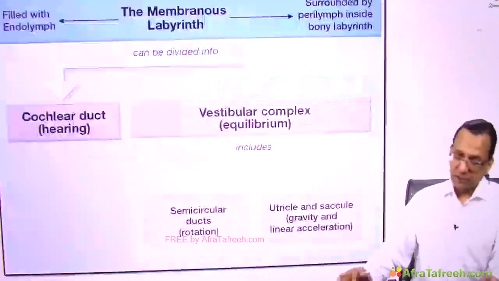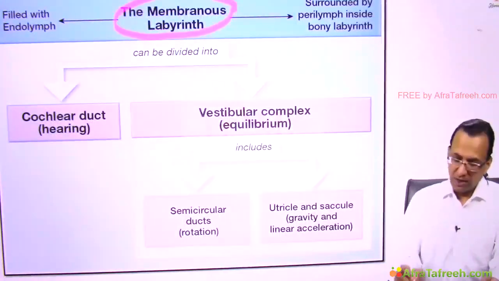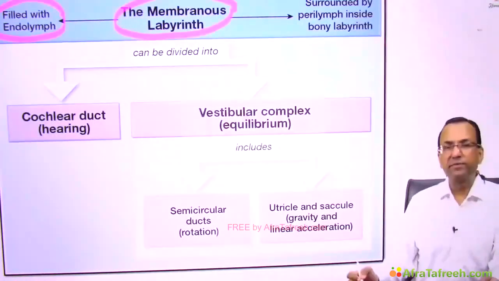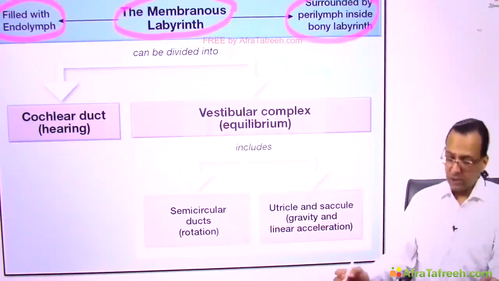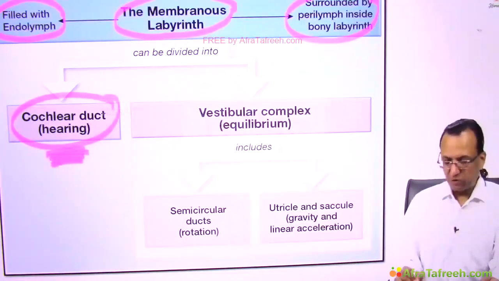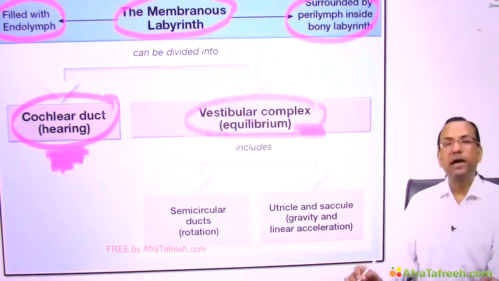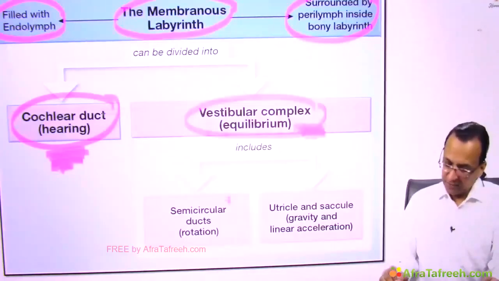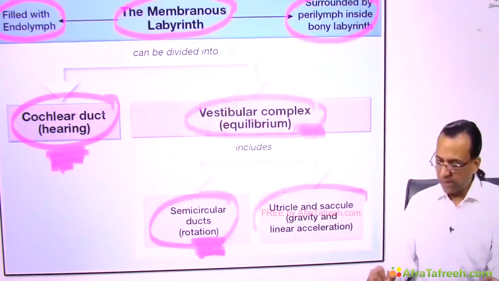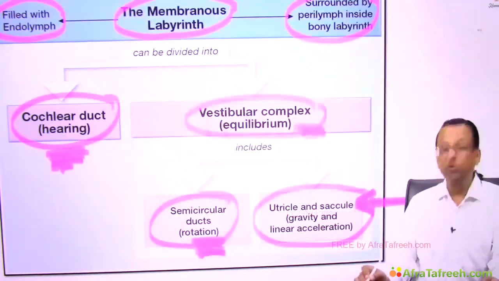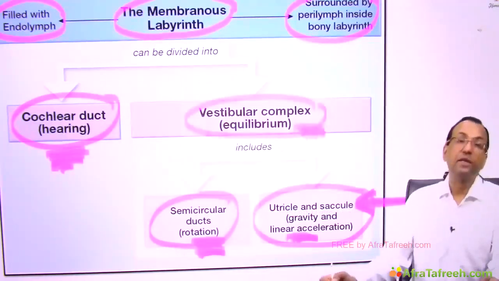Let's do that. Understand that when we are talking about the membranous labyrinth, it has two parts. What are the two parts? There will be membranous labyrinth which is filled with endolymph and it is surrounded by perilymph. What else? See, it is cochlear duct for hearing, cochlear nerve, and vestibular nerve for equilibrium, balance. And what is under the vestibular system? It is the semicircular canal which is for angular rotation. And what is the vestibule for? Vestibule has two things, utricle and saccule, and that utricle and saccule is for static equilibrium or linear acceleration, deceleration.